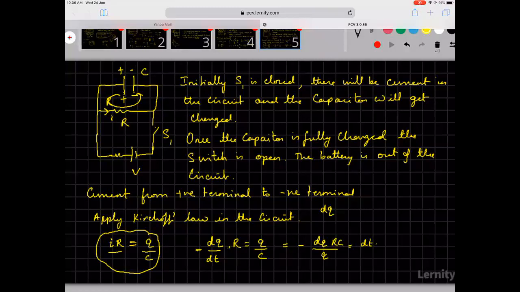Now I'm going to integrate this because I want to find out how the charge is reducing. Initially it is q0, and at some time t it is some q. Initially the time is 0, and this is time t. So this value will give me the charge on the capacitor at any instant of time. Are you able to understand till here? Can you please reach here?